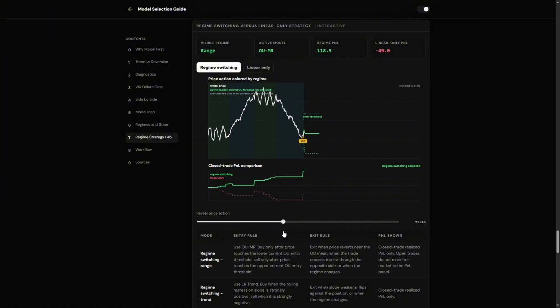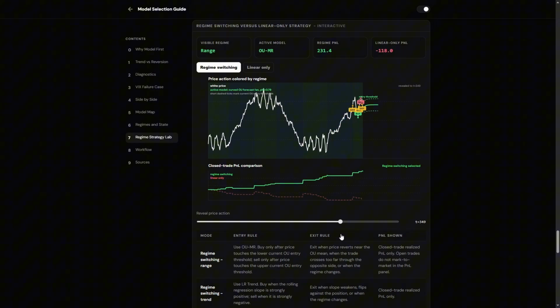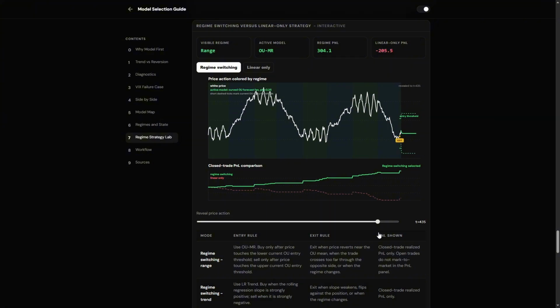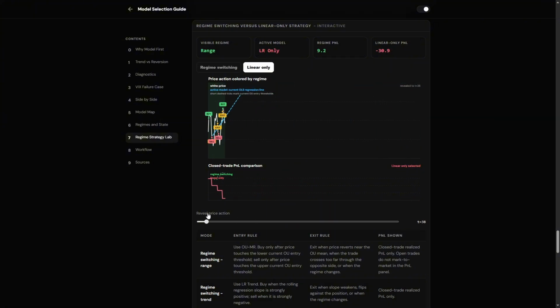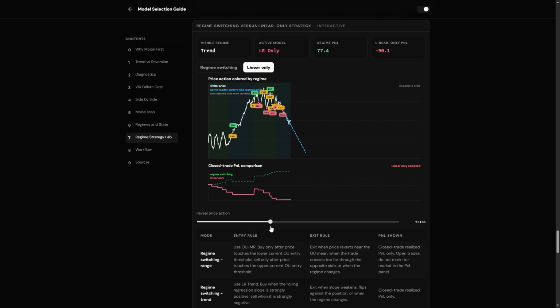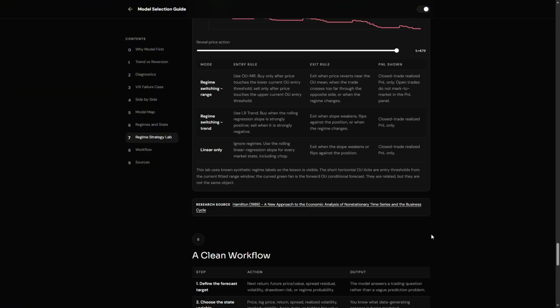As I reveal price action, you can see how the regime switching model adapts to each regime and produces positive wealth for us. Now let's switch to the linear model only. And as you can see, in range-bound conditions it struggles significantly and loses money for us.